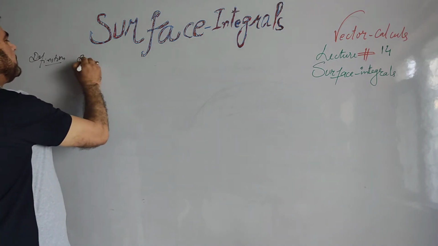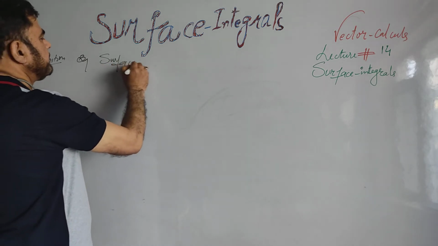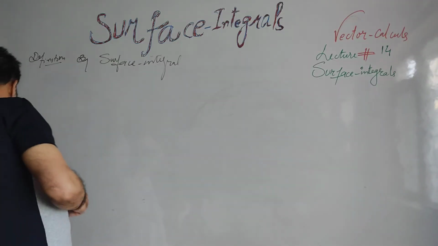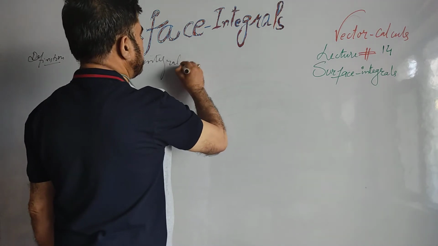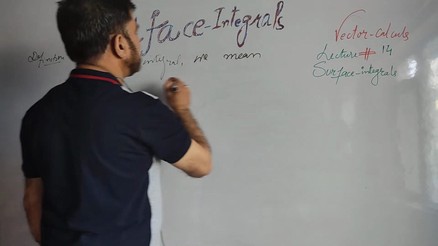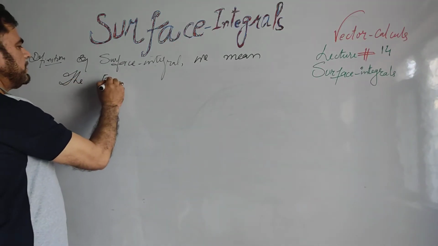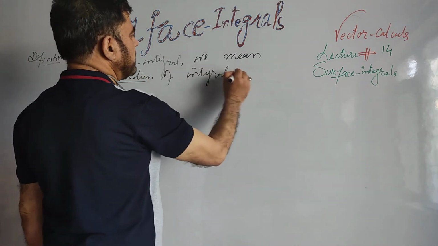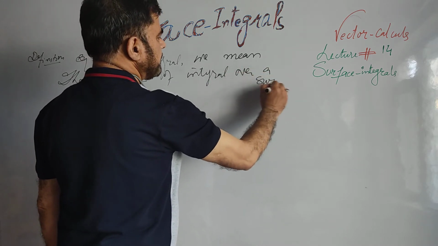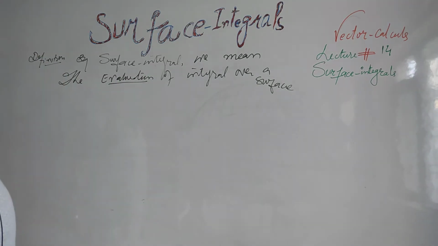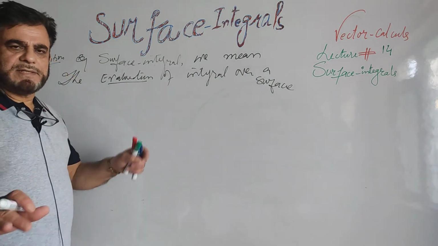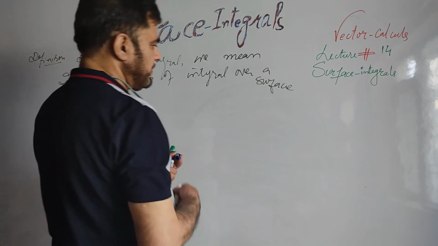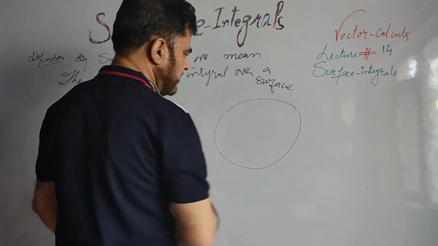By surface integral we mean the evaluation of an integral over a surface. When we evaluate any integral over a surface, that will be called the surface integral. Now for this, let me consider a surface here, a two-sided surface S. This is some surface, a two-sided surface S.